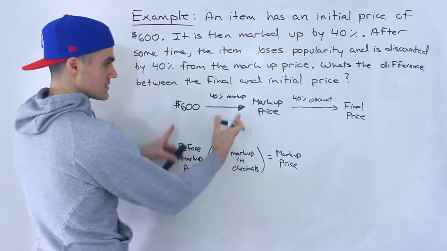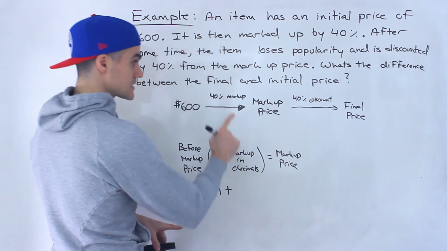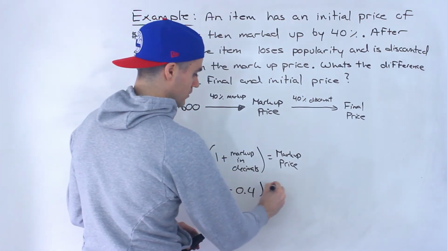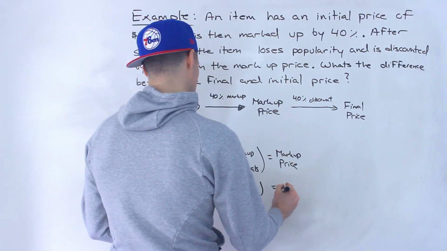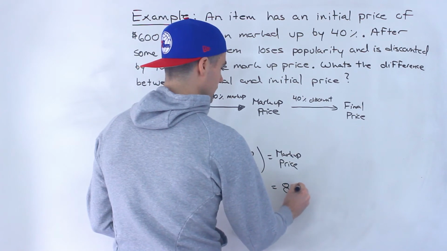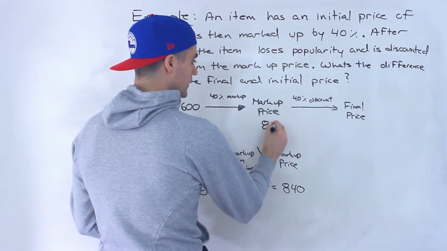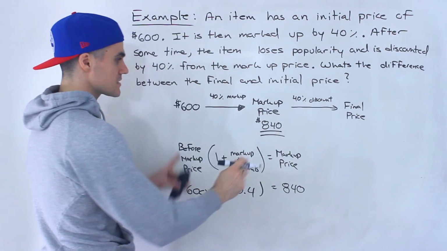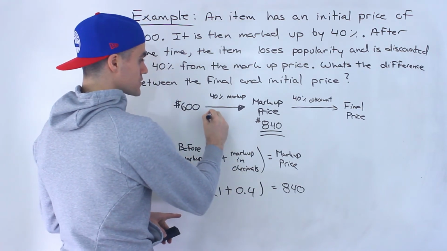And so if we apply this with this, we would take 600 and multiply it by 1 plus 40% in decimals, which would be 0.4. So 600 times 1.4 would give us 840. So the markup price would be $840.